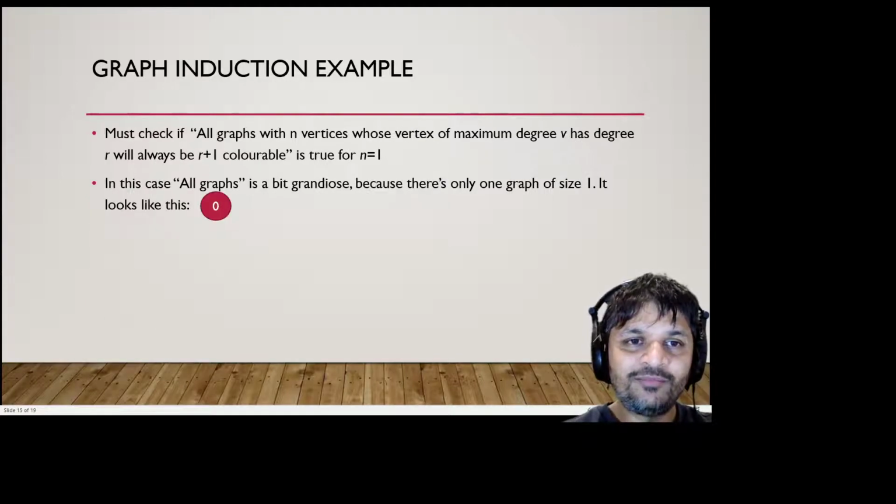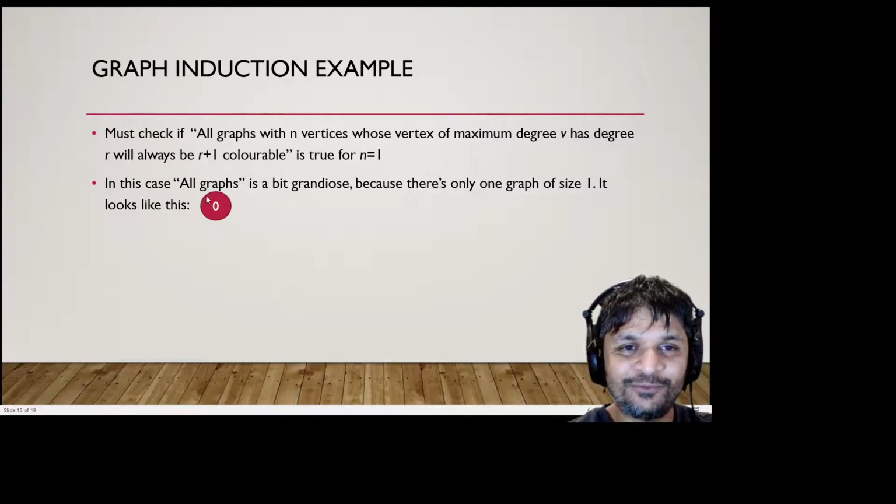Then I'd be saying that all graphs with n vertices whose vertex of maximum degree v has degree r will always be r plus 1 colorable is a true statement for n equals 1. So meaning all graphs with one vertex. Again, in this case, all graphs is a nice thing because there's only one graph of size 1. It looks like this. It's just the vertex 0. There's no edges, because where would the edges go to? They can't go to other vertices because there's no other vertices. There's only one vertex. So this is the graph.